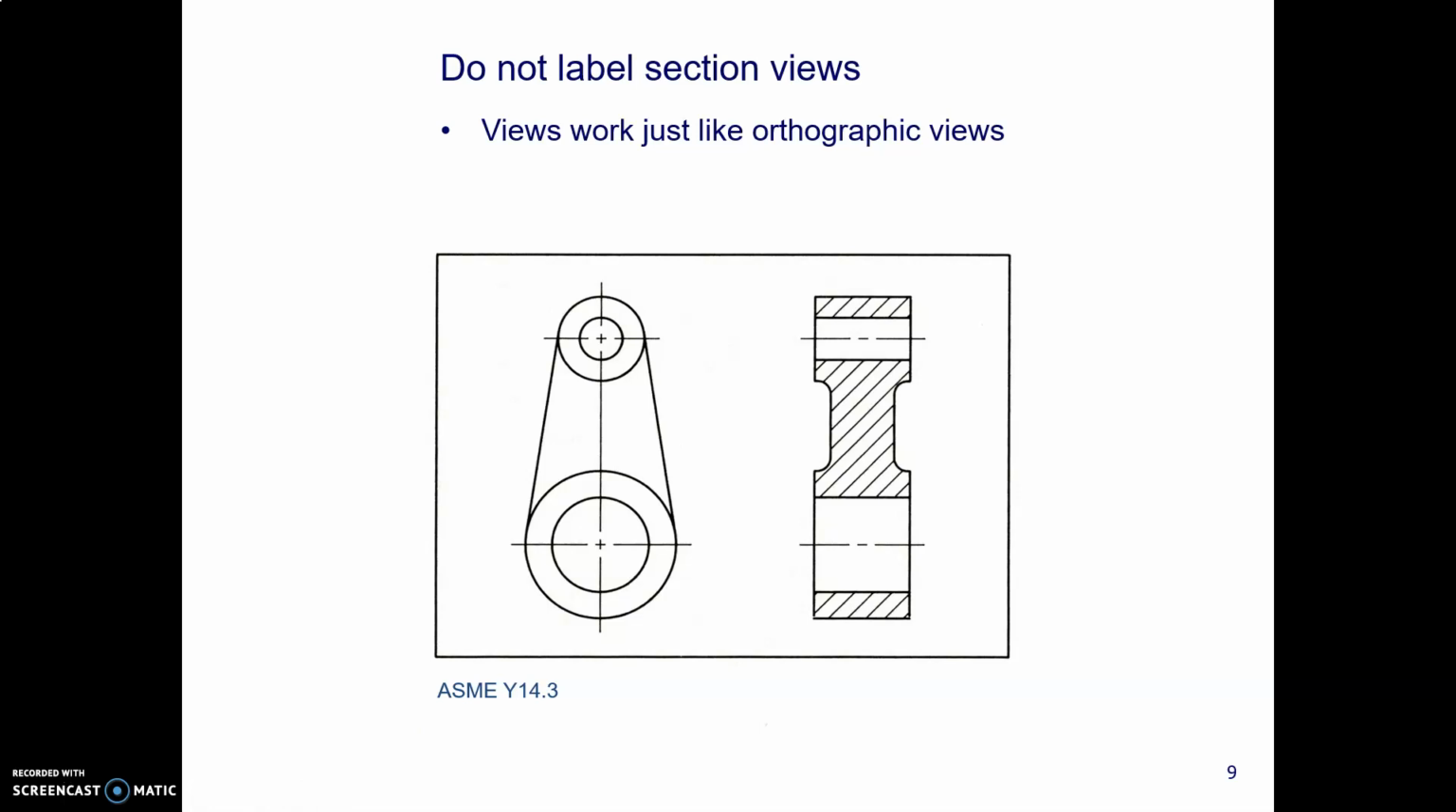And we never label the views. They're just like regular orthographic views inside a glass box. We only label them if they are not aligned. If you have to pull this section off to some other place on your sheet, then you label it.